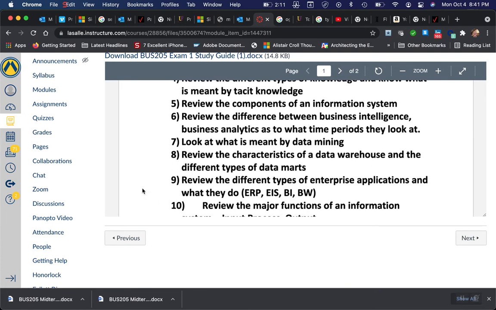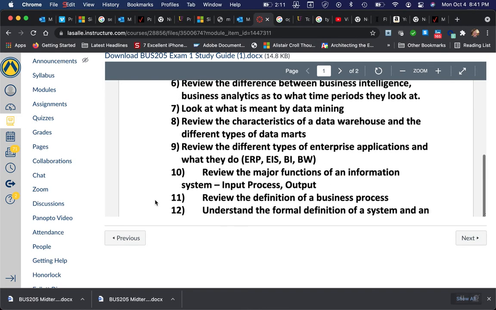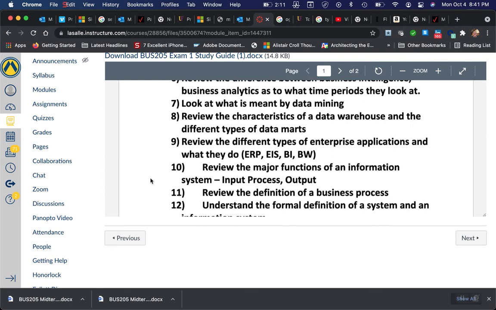Take a look at the different types of enterprise applications and kind of what they do. So we talked about ERP systems and EIS systems and BI, business intelligence systems and business warehouses. You want to review the major types and classifications, as well as the major functions of an information system. Basically, the core of an information system is 3 steps. You have input, you process it, and you turn it into output.